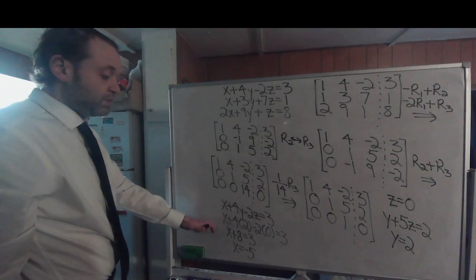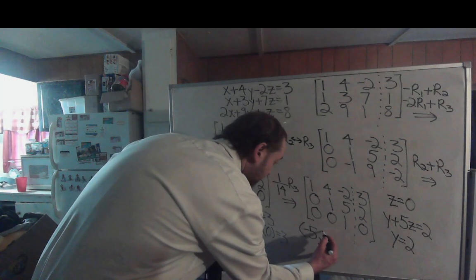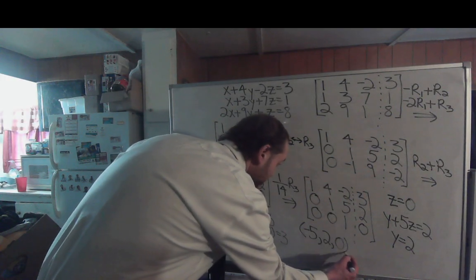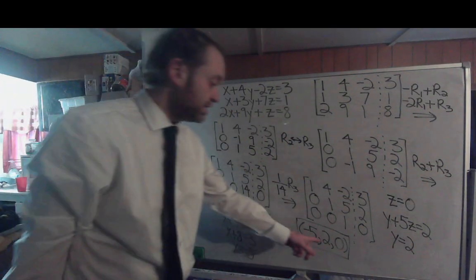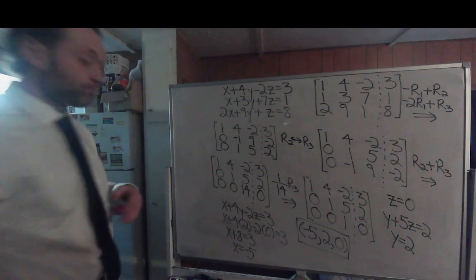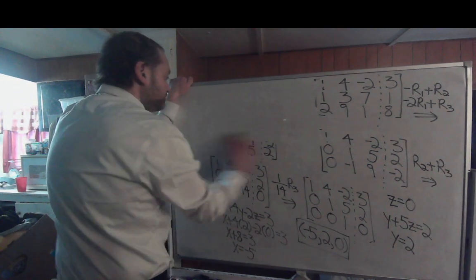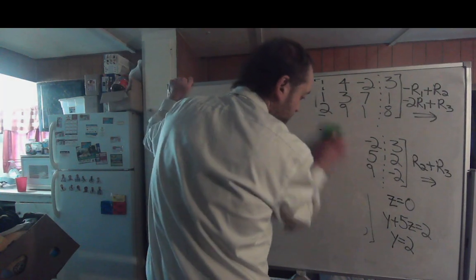So now we know x, y, and z. We have the ordered triple. That's the solution, which would be negative 5, 2, and 0. That is the ordered triple. That would be your solution. Negative 5, 2, and 0. I just got 2 more problems here. Alright, 2 more. We're almost there.